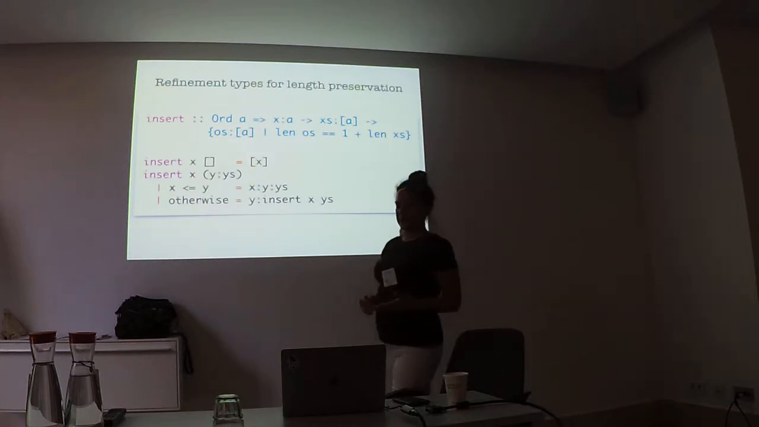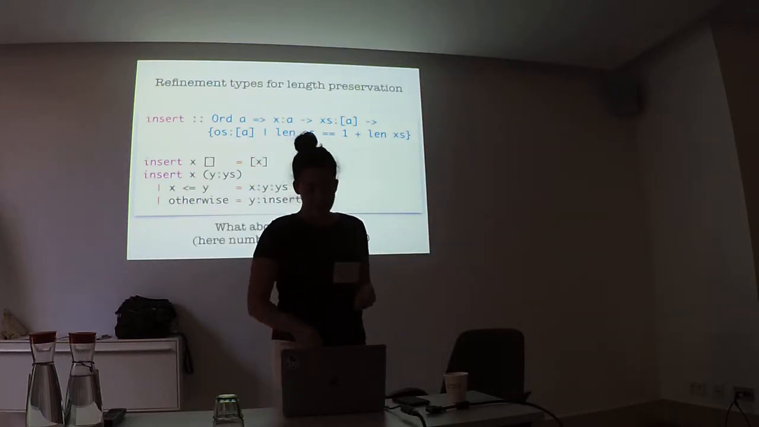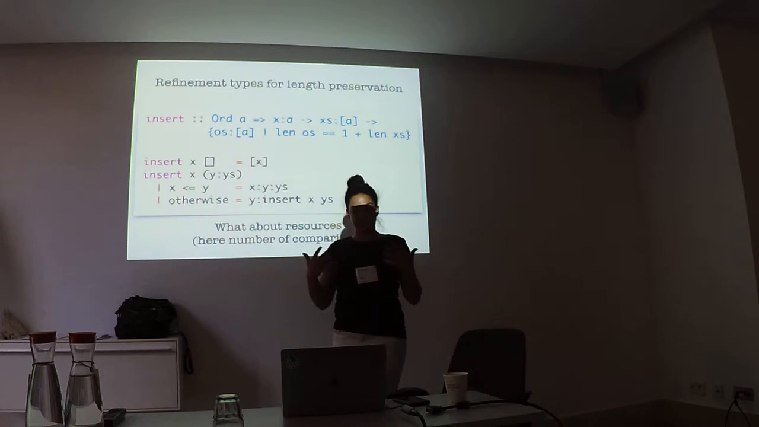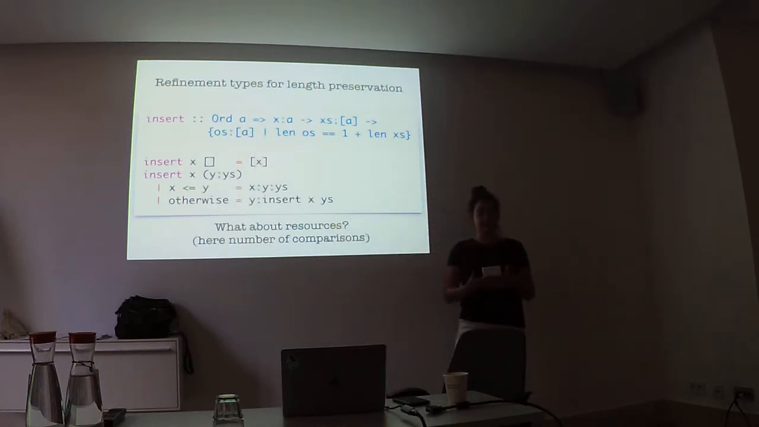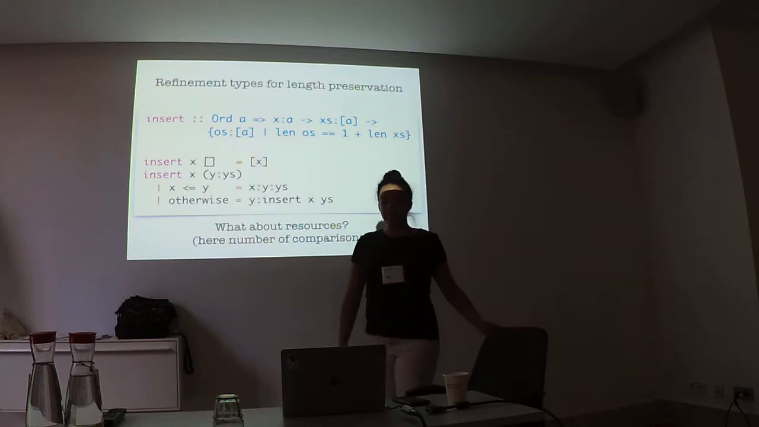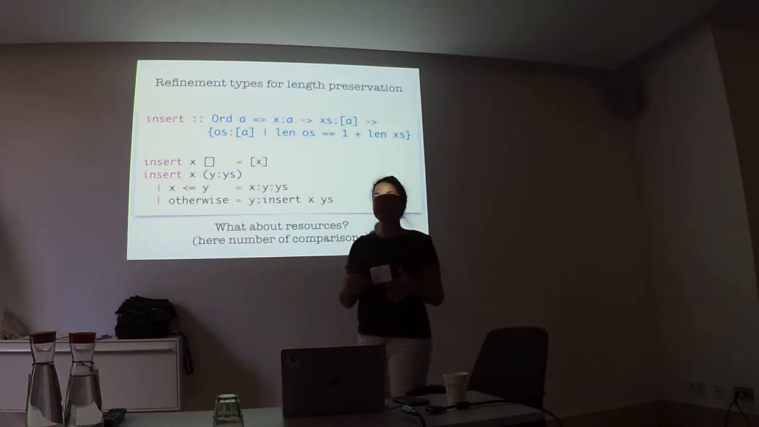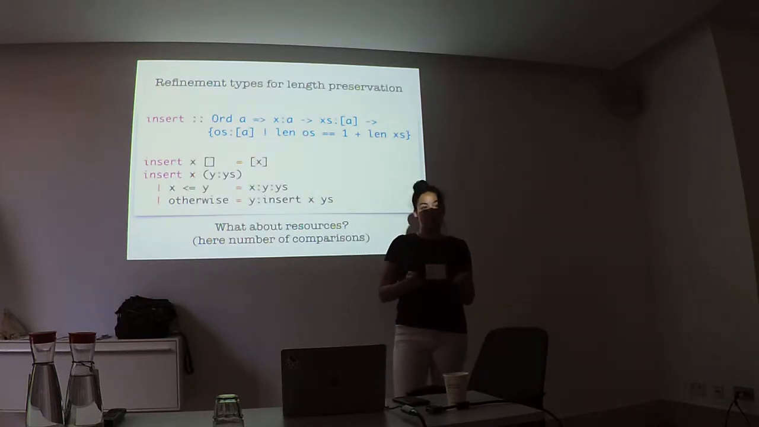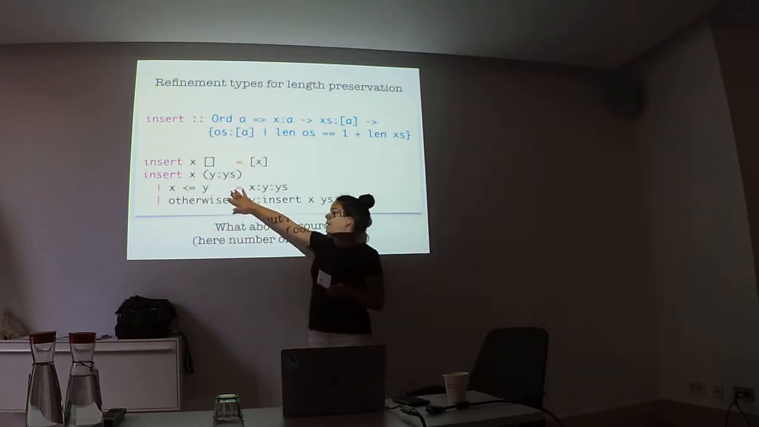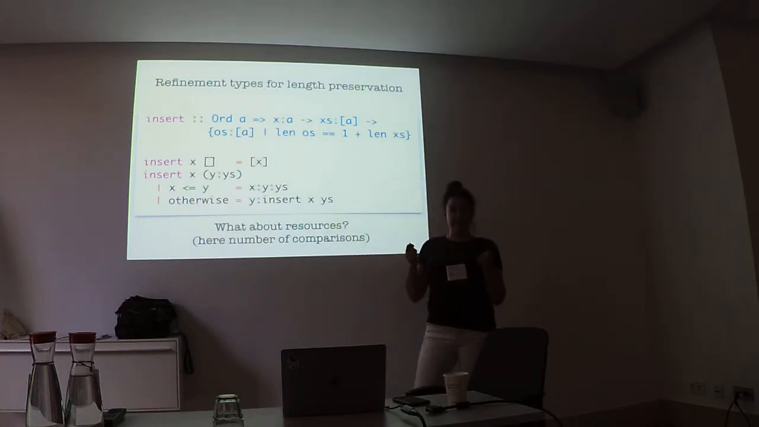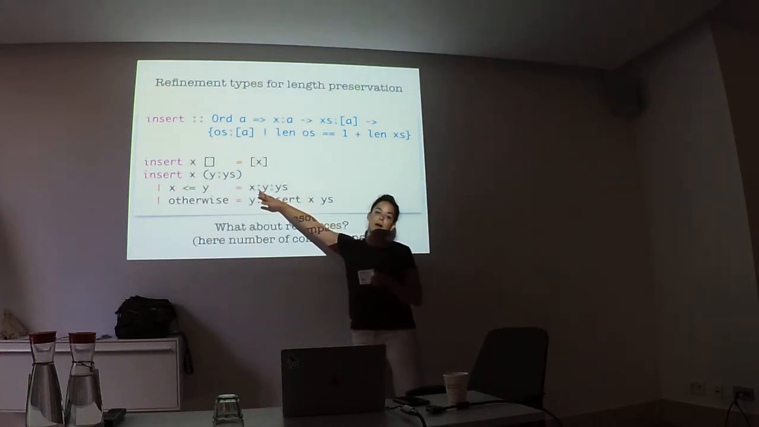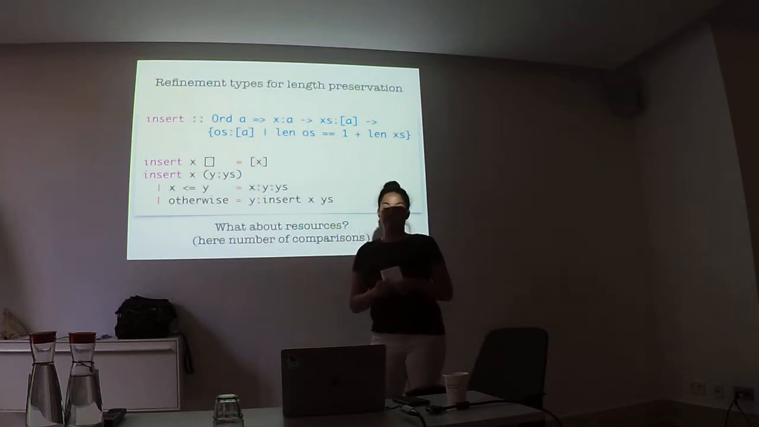And the question that I am addressing in this talk is, can I use refinement types like this to talk about the resources that the function needs? And here, by resources, I'm going to mean the number of comparisons that I'm doing. So insert does a comparison here to decide the ordering between x and y. What I would like to know is how many times I run this comparison.